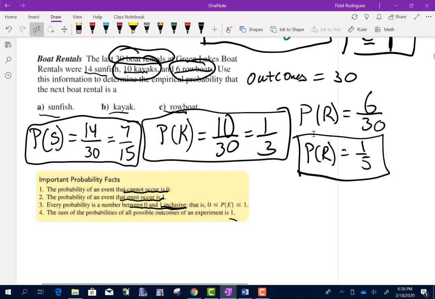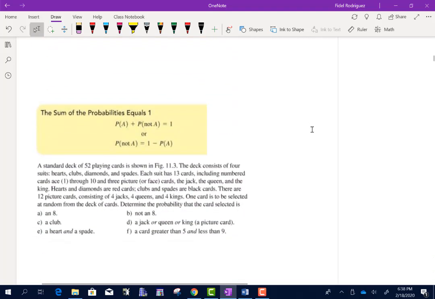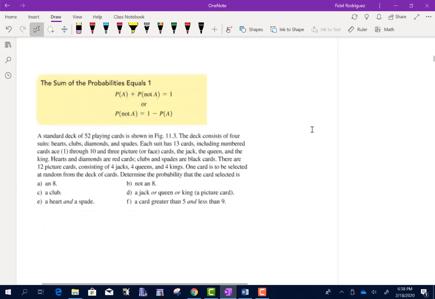All right. So let me keep scrolling down here. And it says the sum of probabilities. So the probability that an event occurs plus the probability that it does not occur is going to be equal to 1. Another way we can think about that is the probability that it's not going to occur is going to be equal to 1 minus the probability that it will occur. Okay? I'm going to explain that in the next problem here.